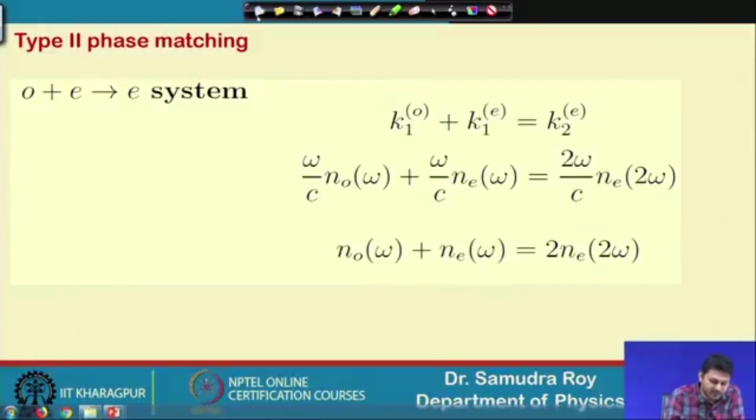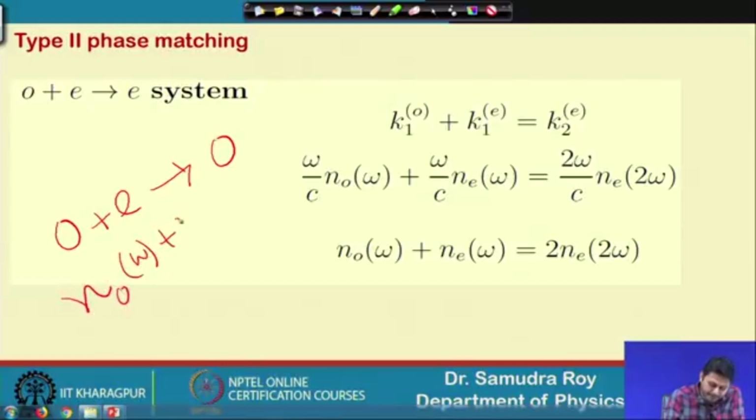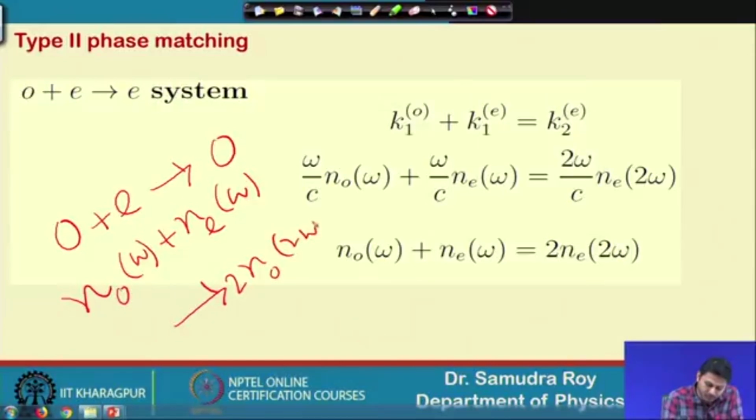So, let me write once again very clearly: one ordinary wave and one extraordinary wave lead to one ordinary wave. So, what should be the expression? The left hand side will remain the same, but the right hand side is different because this is the ordinary wave of 2 omega. So, I will have 2 times the ordinary wave of 2 omega.